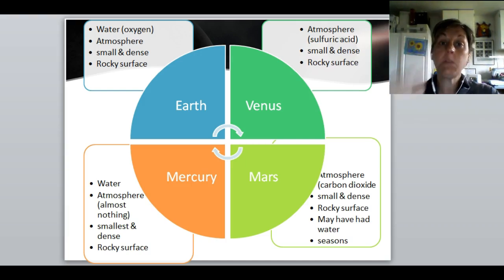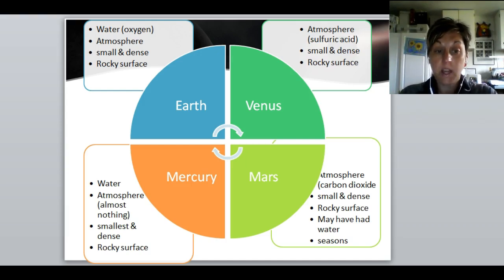Mars, which we've been getting more information about because of the rover that landed on Mars, and they've been able to send photographs and samples back here to Earth. We know that Mars has an atmosphere as well. It's mostly made up of carbon dioxide. It is a small and dense planet. It has a rocky surface. Scientists believe that water may have existed at some point in time on Mars, and it does have seasons. Not like ours, but there are seasons that do occur on Mars.